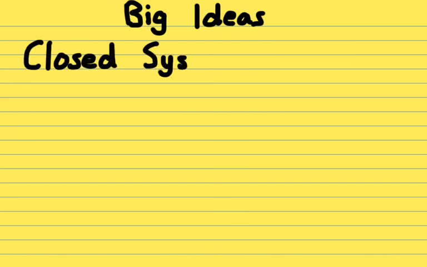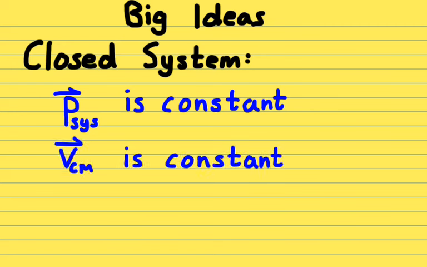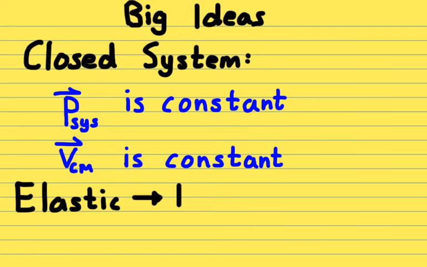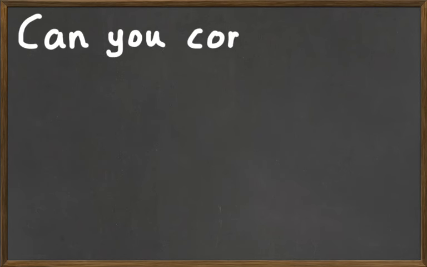Our big ideas: in a closed system, the momentum of the system is constant, and the velocity of the center of mass is constant. The other big idea is that elastic means kinetic energy is constant. Notice that there are a lot of things that are constant that make up these big ideas. That's the really important thing: what's staying the same even though there's a really complicated interaction occurring. That's the end of this video. I think we've done enough.